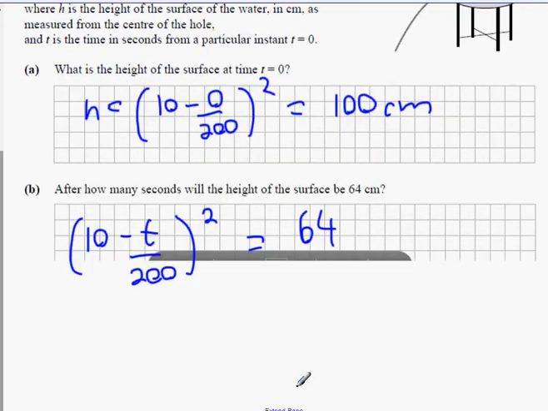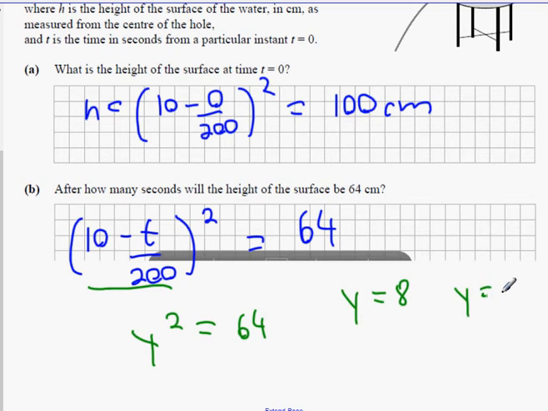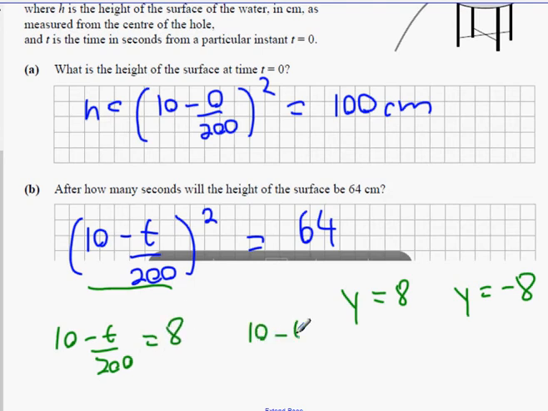Now, what I'm planning here is, if we change this whole thing here to y squared equals 64, we can then say that y equals 8, or y equals minus 8. Having done that, what I can next say is that 10 minus t over 200 equals 8, and 10 minus t over 200 equals minus 8.